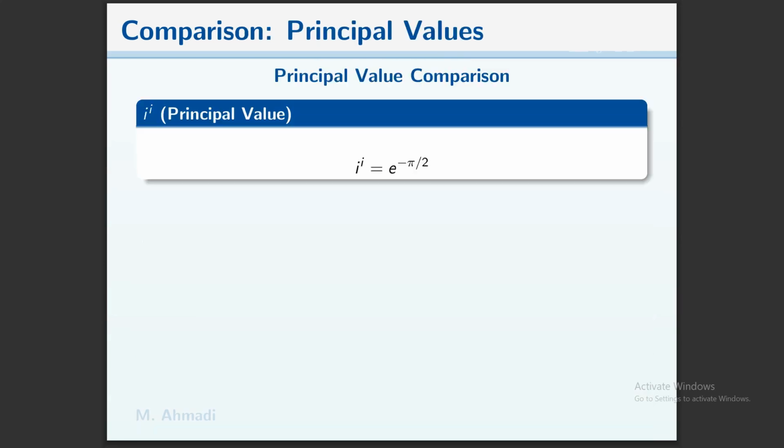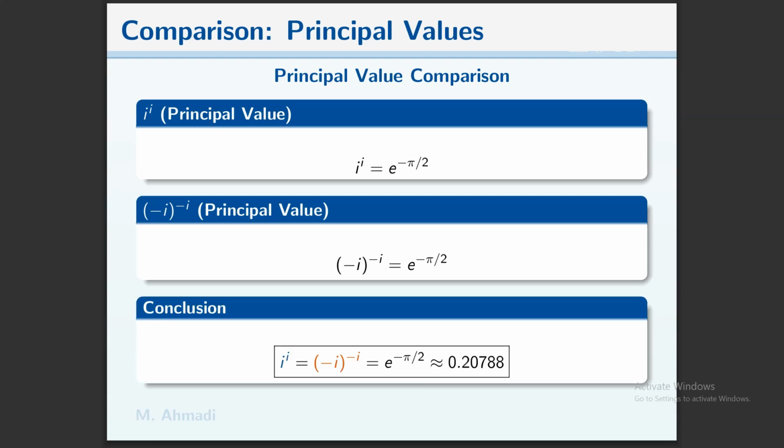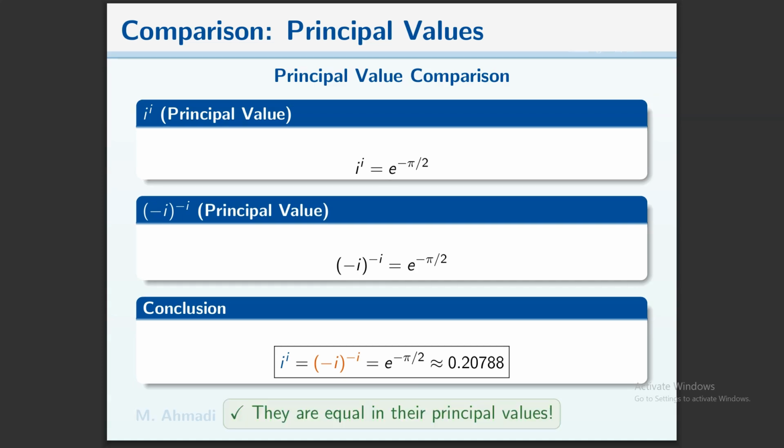approximately equal to 0.20788. So the principal value of i to the i equals e to the minus pi over 2, and the principal value of minus i to the minus i also equals e to the minus pi over 2. So we can conclude i to the i equals minus i to the minus i equals e to the minus pi over 2, approximately equal to 0.20788, in the principal value. This is equal only for the principal values.